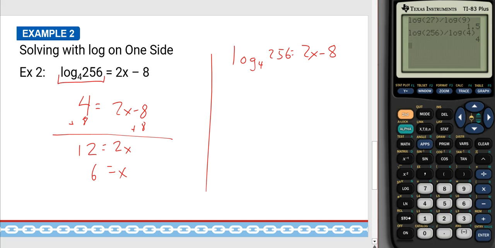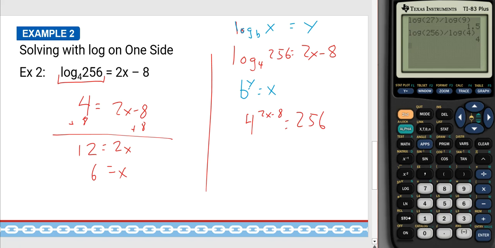You could try changing the base, right? Change here. Log base b of x equals y. So then I can say b to the y equals x. So when I sub things in, right, I get 4 to the 2x minus 8 power equals 256.